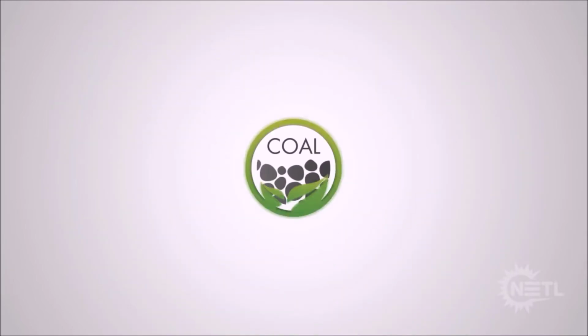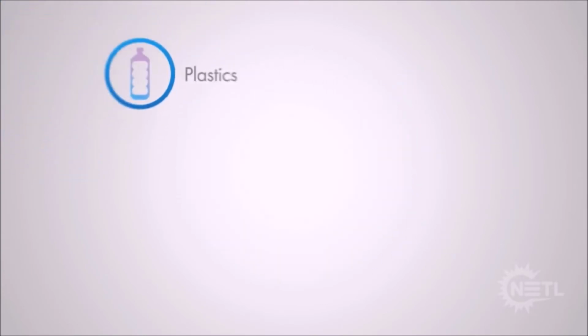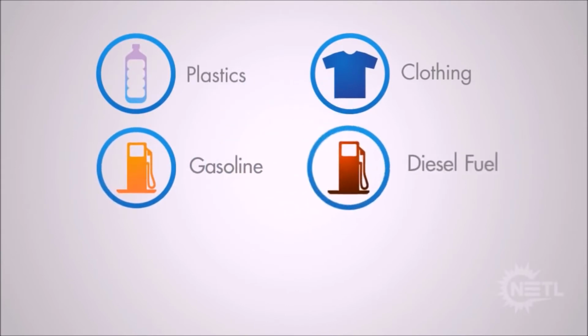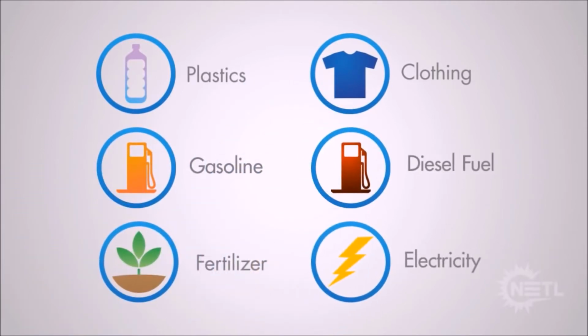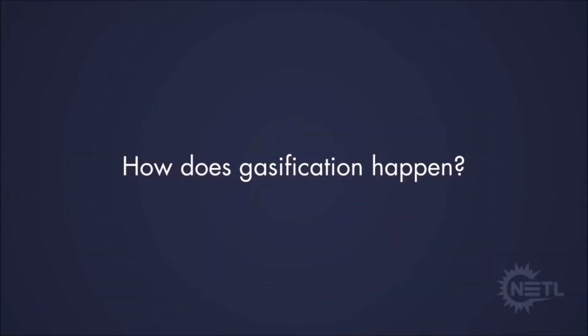Gasification allows coal or even dried plants to be transformed into many useful everyday products in an environmentally friendly way by breaking down coal into molecular building blocks that can be reassembled, primarily with oxygen and water, to make plastic, clothing, gasoline, diesel fuel, fertilizer, and electricity. So, how does gasification happen?